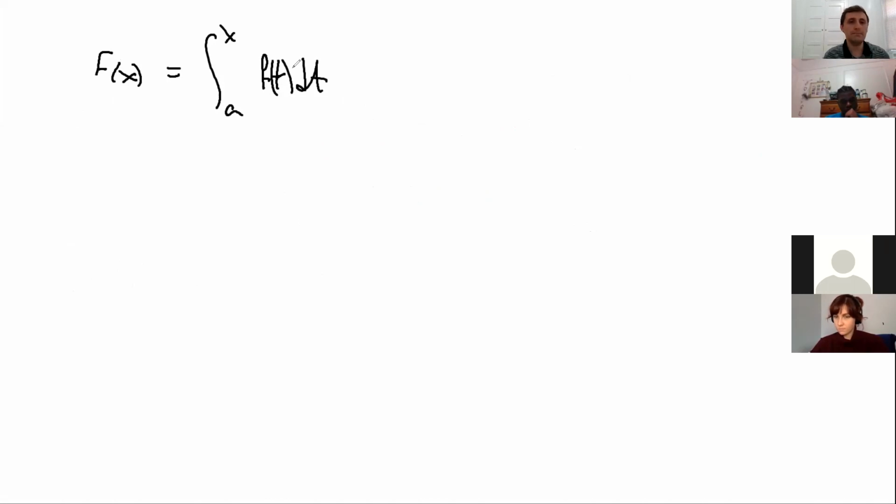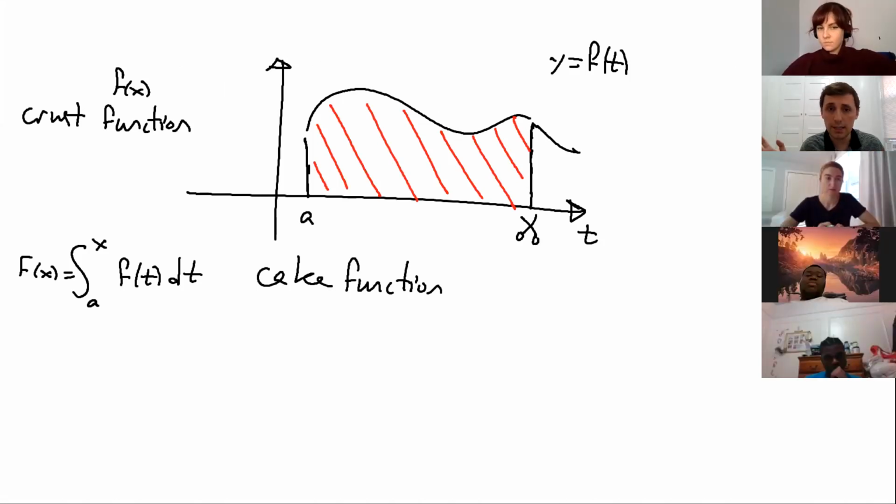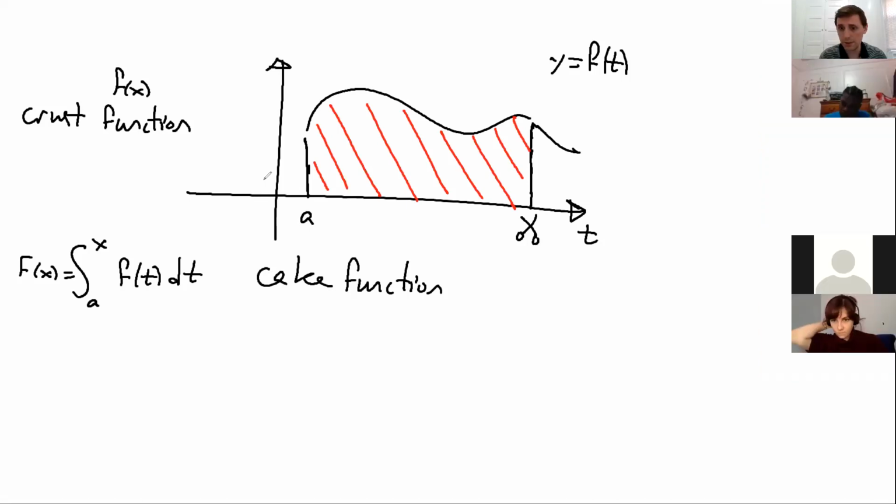For this function, I hope you understood what it does, guys. Why do I call the little f the crust? Because that's the shape of the cake. That's the top shape of the cake. I call it the crust. And this function is just calculating the calories, more or less. If it's a uniform cake, it's proportional to calories.